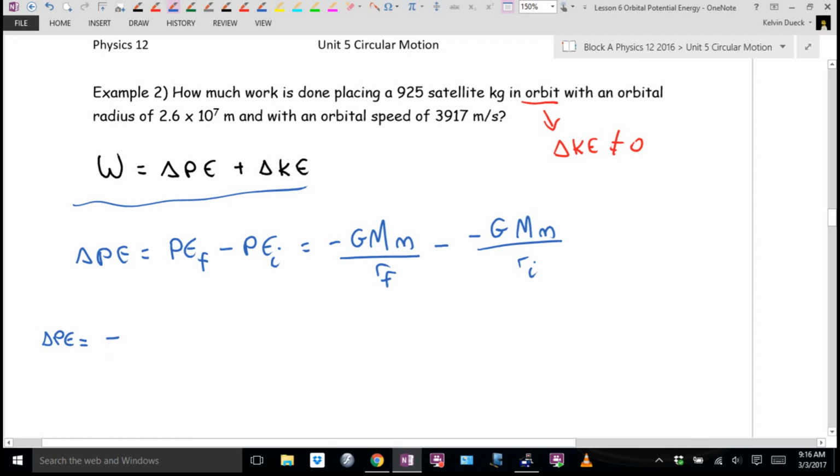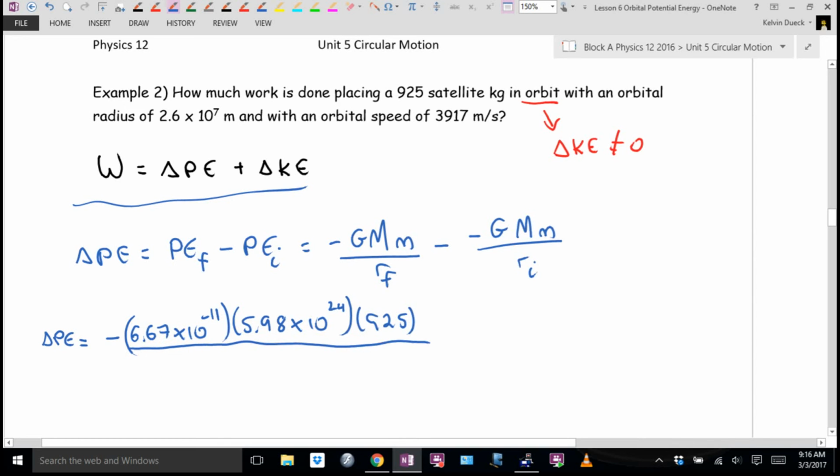Negative big G, 6.67 times 10 to the negative 11, the universal constant of gravitation. Are we around Earth? If it doesn't say, we assume Earth, 5.98 times 10 to the 24th. Mass of the satellite, 925. What's R final?